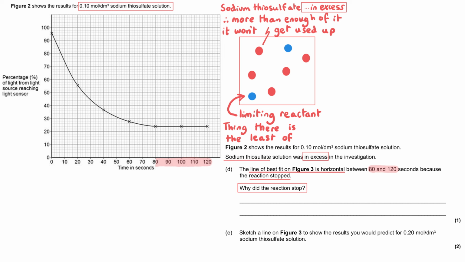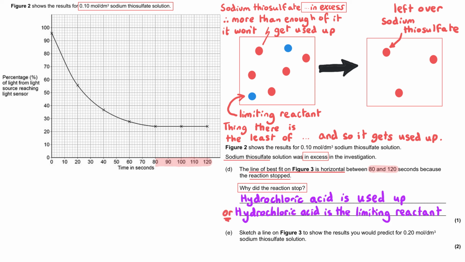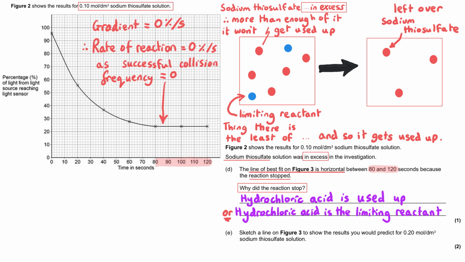And so if the sodium thiosulfate solution is in excess, then it's the hydrochloric acid, the other reactant, that is going to be used up. And if the hydrochloric acid is being used up, its concentration is going to go down to 0, and therefore the successful collision frequency is going to drop to 0. There will be 0 successful collisions per second.